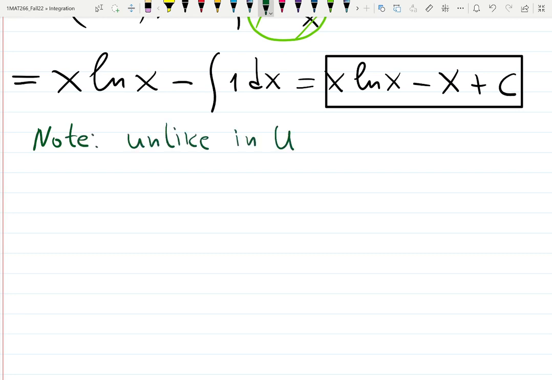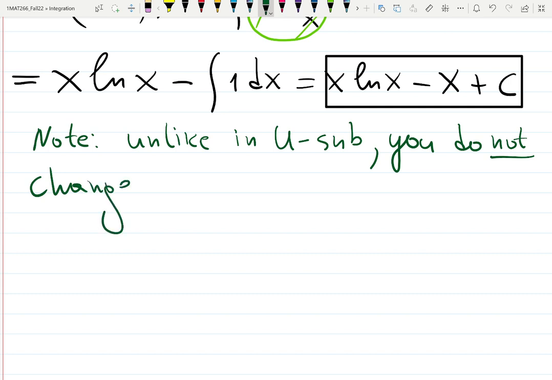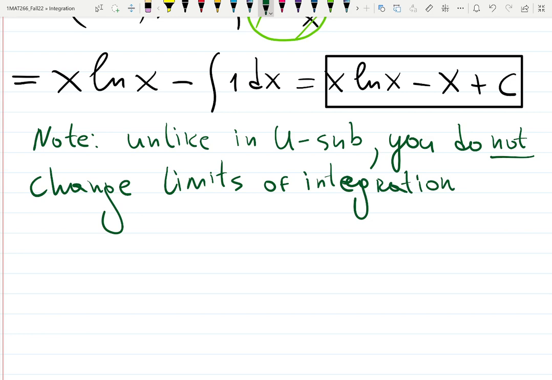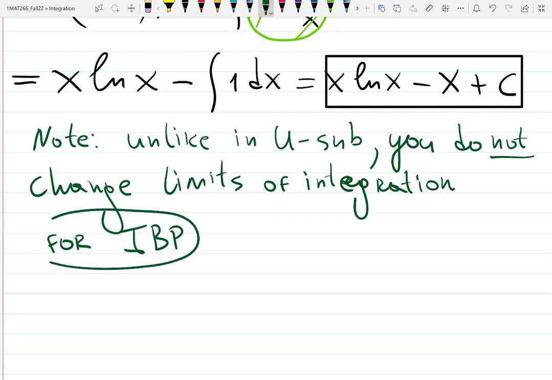Unlike in U sub, which you're going to be doing right now in the quiz, you do not change limits of integration when you perform integration by parts. Because integration by parts is not a transformation, it's just a formula. We just call names and use a formula. Let me know if you don't like my handwriting, I can fix some stuff. Unlike in U substitution, you do not change limits of integration for the integration by parts method.